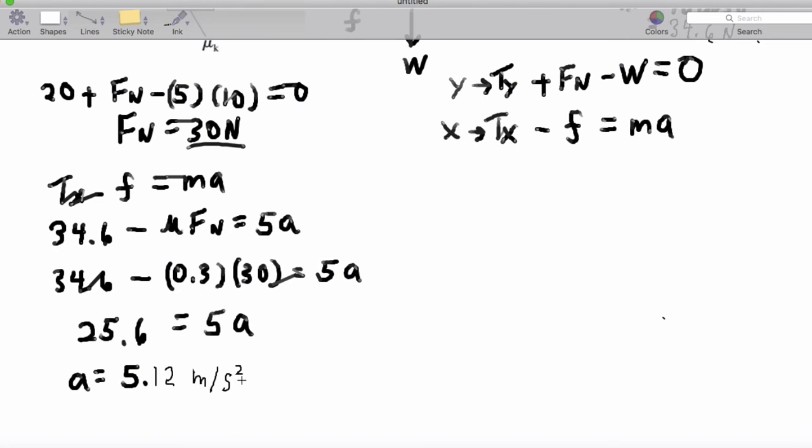So that wraps up problem 7, and I'm going to do problem 8 in a few minutes here in the next part.